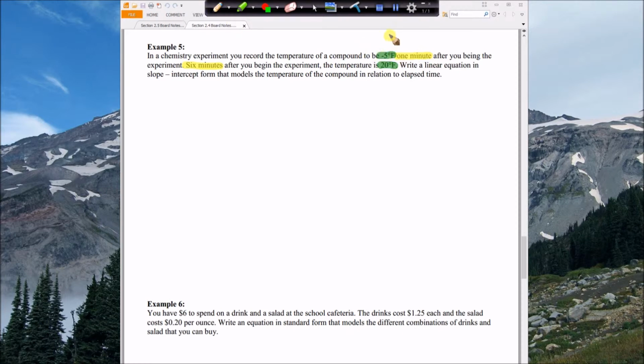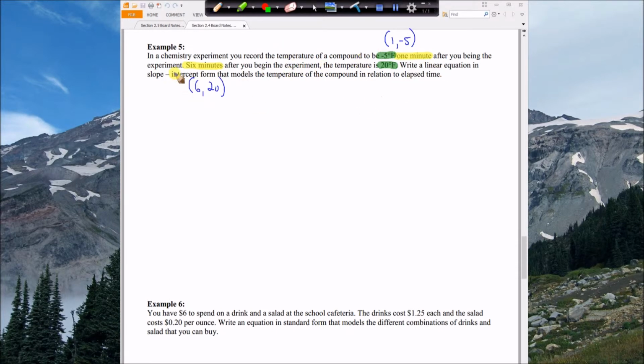So in the first case here, I have 1 minute for my x value or time, and then the temperature here would be -5. Okay, so this is like 1 point, and then the second point would be 6 for x, or for time in this case, and 20 for temperature. So my second point would be 6 and 20. So they really gave us 2 points, 2 data sets, even though it doesn't really look like that.